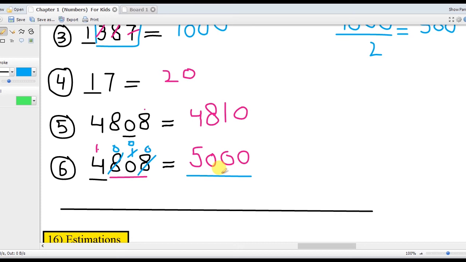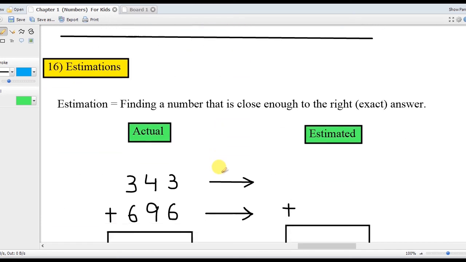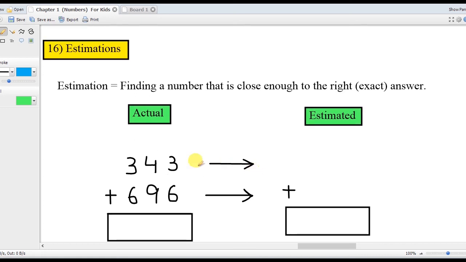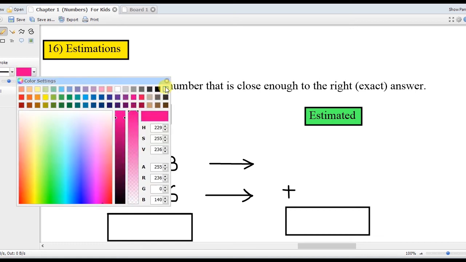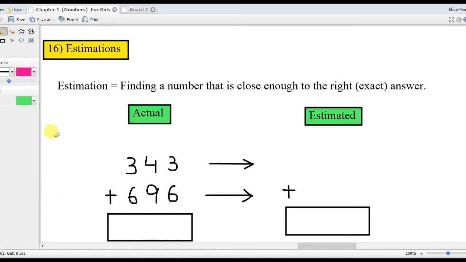Okay, here comes the end of this concept. Coming to the last concept, which is estimations. This is the last concept of today's session. So what is an estimation? Estimation is basically finding a number that is close enough to the right or the exact answer. You can say it is something that you guess, how good your guesses are, right?